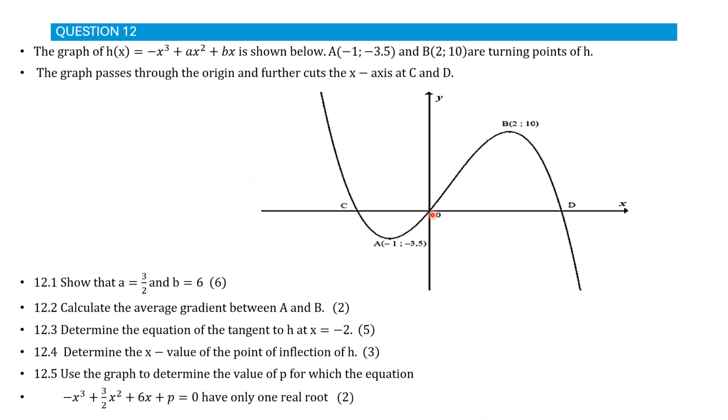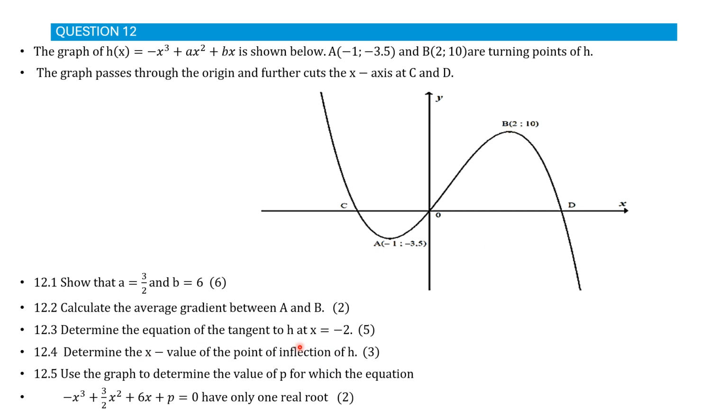So it passes through the origin. We have another point given to us on the graph, which is 0 and 0. C and D are my other x-intercepts. So first question, we must show that A and B values are 3 over 2 and 6, for 6 marks. Then they want the average gradient between A and B. So between A and B, as you can see, it's not a straight line, so therefore we can't say gradient, but average gradient because it's changing.